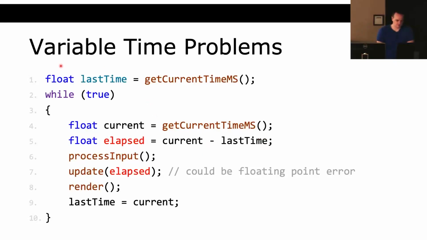So yeah, that's this variable time, that is the problem that can happen here, that we could have a number of different types of error because of, one, floating point errors, and two, these variable number of updates that are happening.